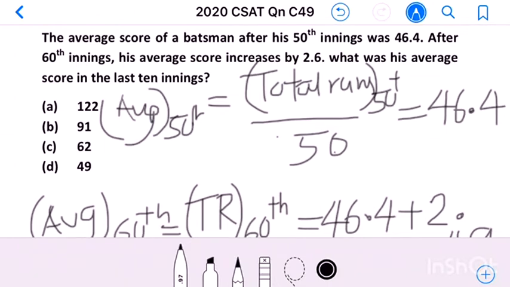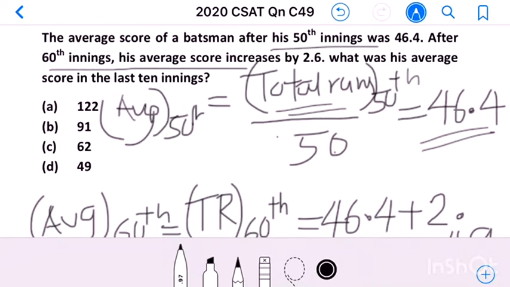Question number 49. The average score of a batsman after his 50th innings was 46.4. After the 60th innings, his average score increases by 2.6. What was his average score in the last 10 innings? So here it is given the average after 50th innings. How do we find the average after 50th innings? Total runs he scored after 50th innings, divided by 50, we get the average score after 50th innings, which is equal to 46.4.